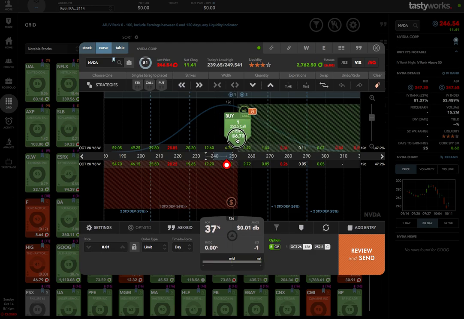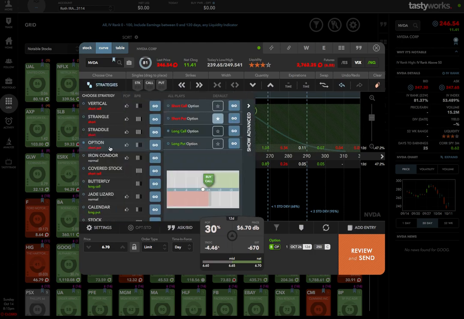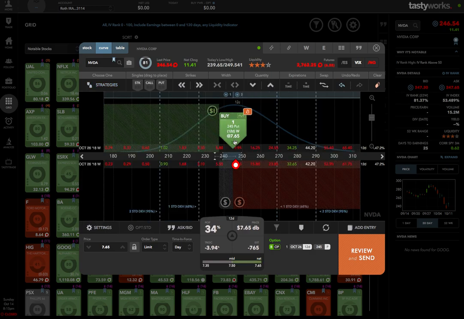I usually do 2 in the money or 2 out of the money. So in the money would be 245, and 2 out of the money would be about 250. Okay, and that's for a call. Now if I wanted to buy a put, I'd go to the options right here, and I'd be long a put, and then that would put it right here. So 1 in the money, or in the money, would be 250 for a put. Now, if I want to go 2 out of the money, it'd be 245. Okay.